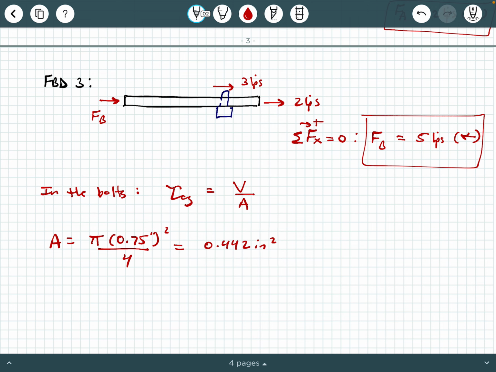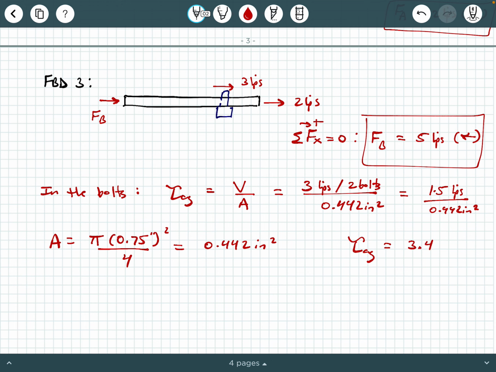square inches, okay? And what force do we use for the shear force? Do we use 3 kips? No. We're going to say 3 kips divided by 2 bolts divided by that cross-section area, 0.442 square inches. So really what we're looking at is 1.5 kips divided by 0.442 square inches. And so finally we're going to get tau average is 3.4 KSI, kips per square inch, okay?